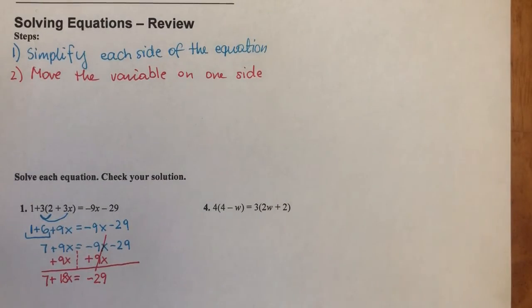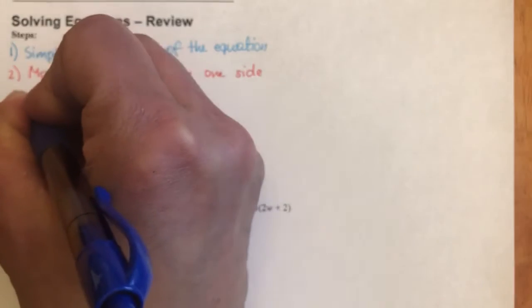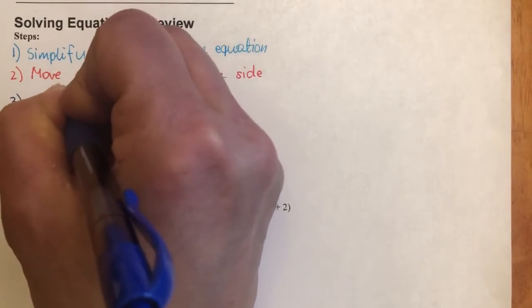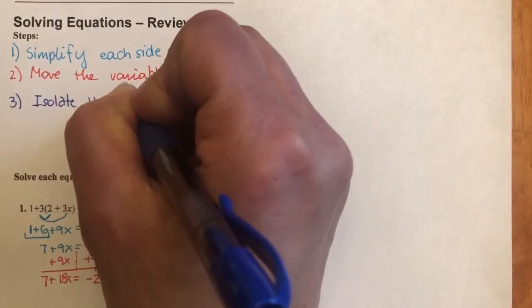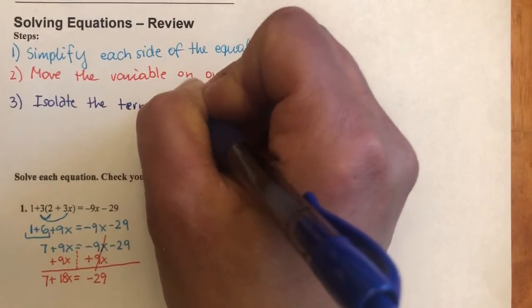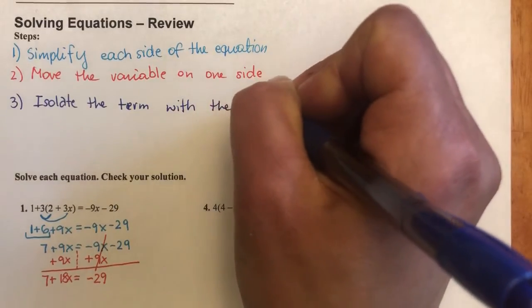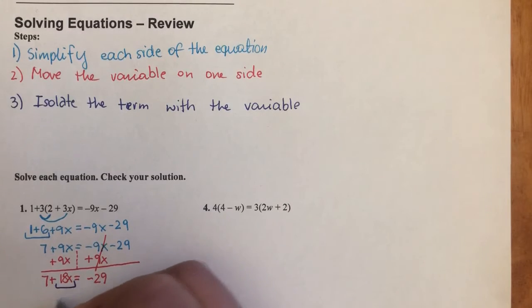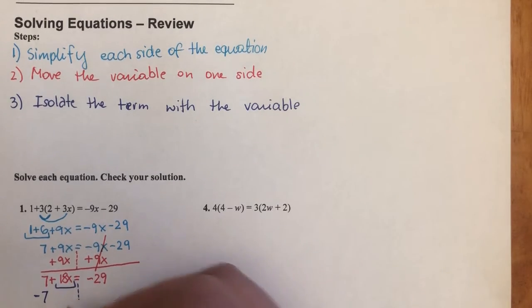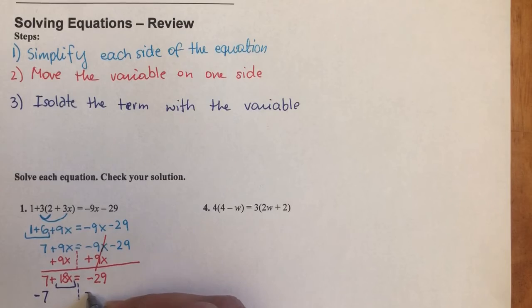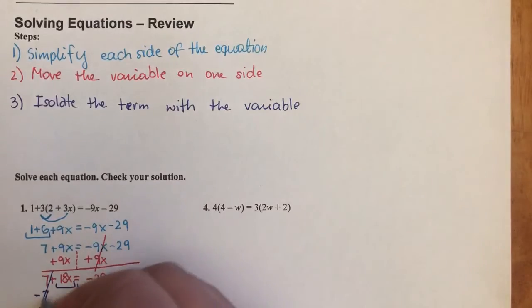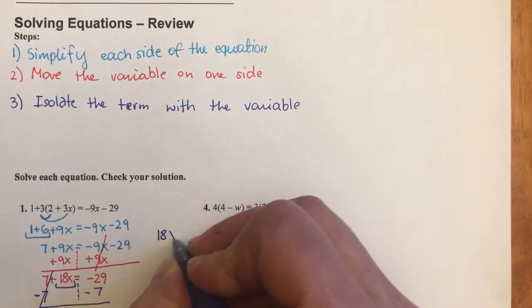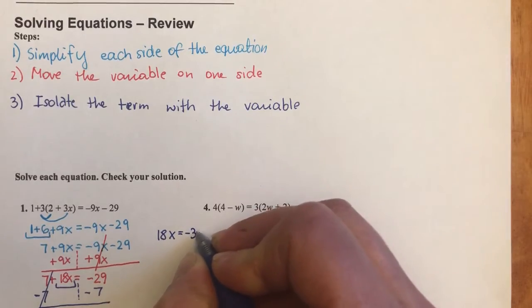My next step is to isolate the term with the variable. What it means to isolate is I want this to be by itself. So I need to get rid of the 7. 7 is positive, so I will subtract 7 from both sides. I know that whatever I do to one side of the equal sign, I need to do to the other side as well. So now this is gone. I have 18x is equal to negative 36.